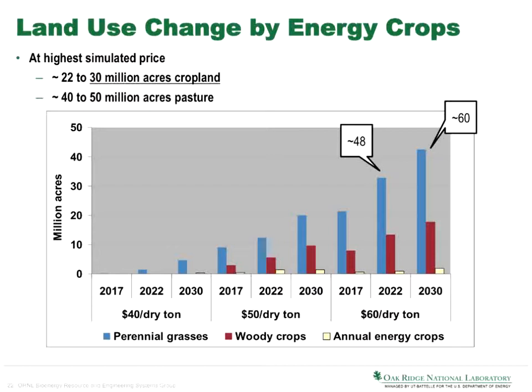I think the highest simulated price in the report was $60 a dry ton. I think the 22 to 30 referred to the baseline versus the highest high yield, which is 4%, and the 40 to 50 would be the baseline and the highest to high yield. So two different scenarios, baseline scenario versus the high yield scenario.